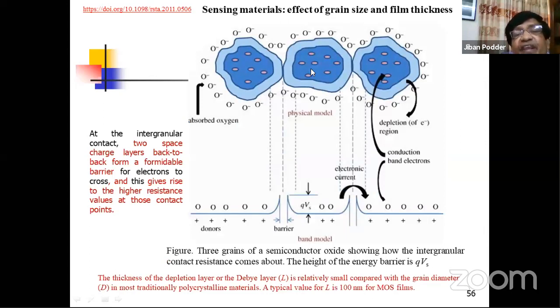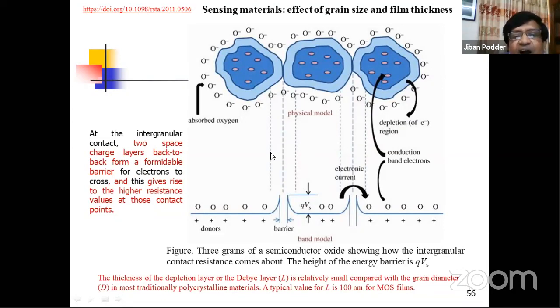These are all the three grains, and the outer side is the absorbed oxygens. When these two grains come in contact, the free oxygens and the neighbor oxygens, back to back, try to combine, and the repulsive force produces a higher resistance at this layer. And they produce the depletion layer.